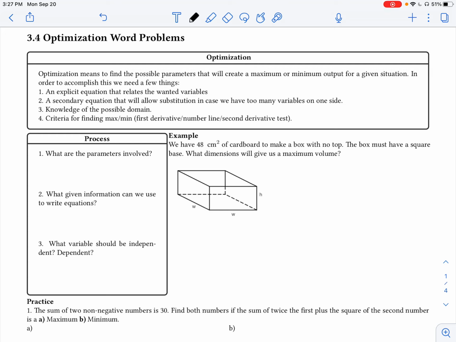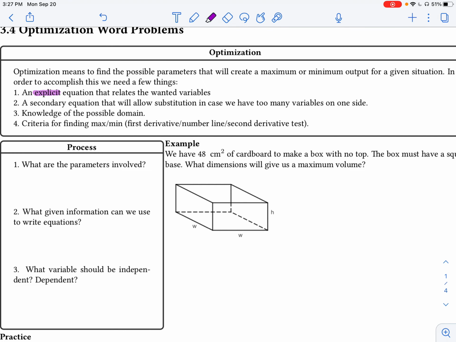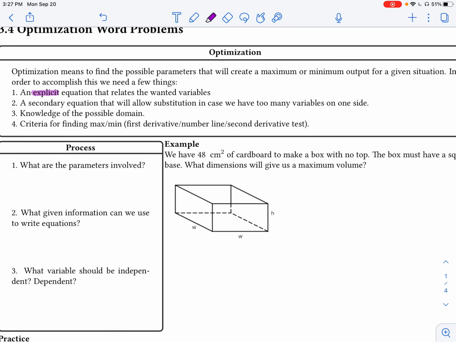And in order for us to do this, there are going to be a couple of conditions that we're going to need to consider. The first thing we're going to want to come up with, and I'm going to highlight it because it's super important, is an explicit equation that relates the wanted variables. And oftentimes what that means is we're going to have to come up with a secondary equation that allows us to substitute in case we have too many variables. We want to write all of our explicit equations as a function of just one independent variable.